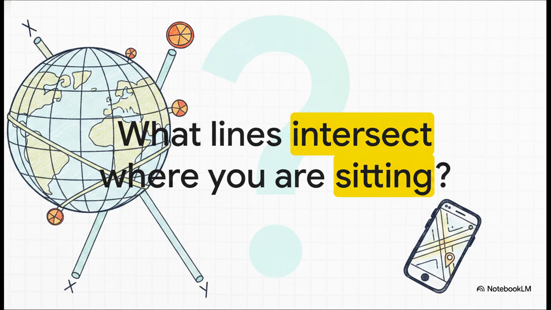So as we wrap up this explainer, I want to leave you with a thought. Latitude and longitude form this massive, invisible net cast over our entire globe, connecting everything. Take out your phone, open up whatever map app you use, and ask yourself, what are the exact imaginary lines intersecting precisely where you are sitting at this very moment? Look up your own coordinates. Once you do, I guarantee you'll see your place in the world in a completely new way.